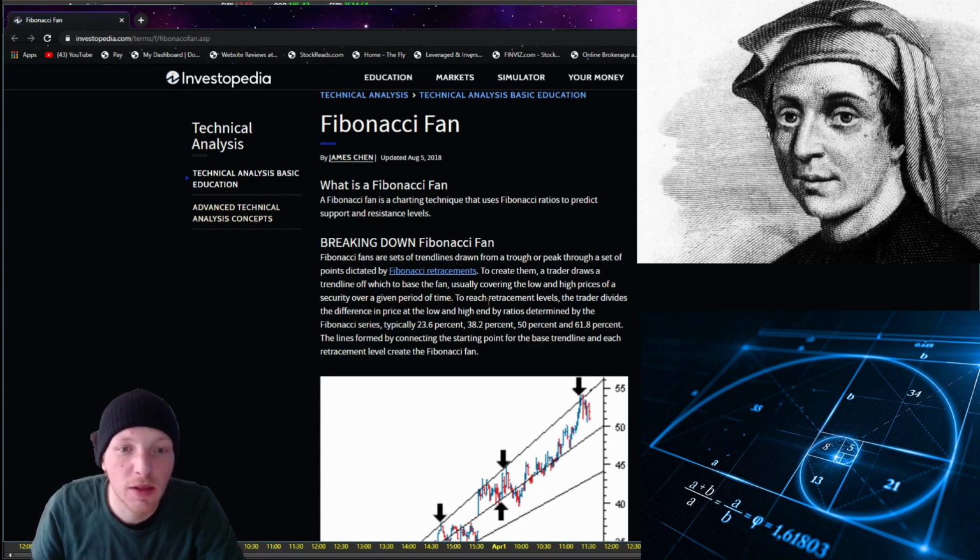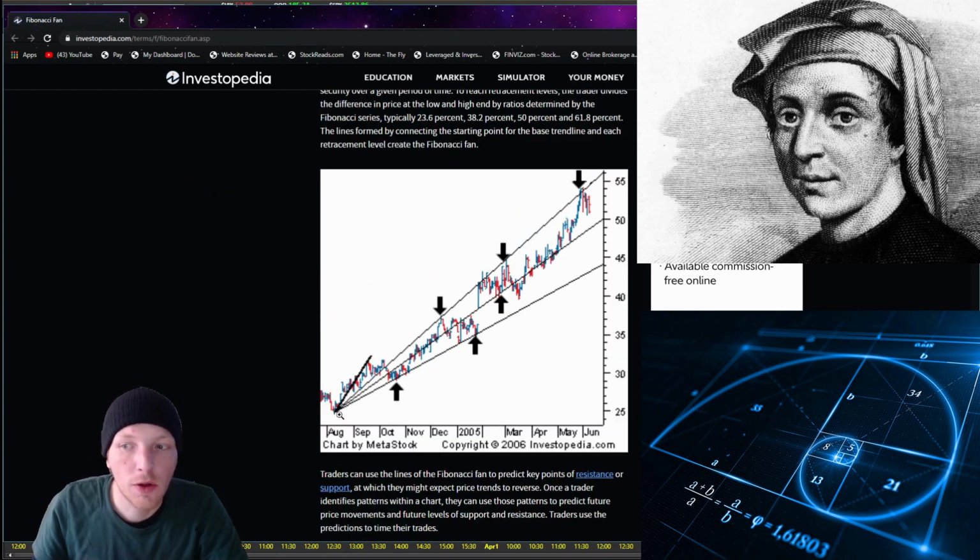To reach retracement levels, the trader divides the difference in price at the low and high end by ratios determined by the Fibonacci series, typically 23.6%, 38.2%, 50%, the golden ratio 61.8%. These lines formed by connecting the starting point from the base trend line and each retracement level created the Fibonacci fan. And here they have a picture drawing the low right here up to the high with the projected Fibonacci lines, and you could see the stock bouncing off of those Fibonacci levels.